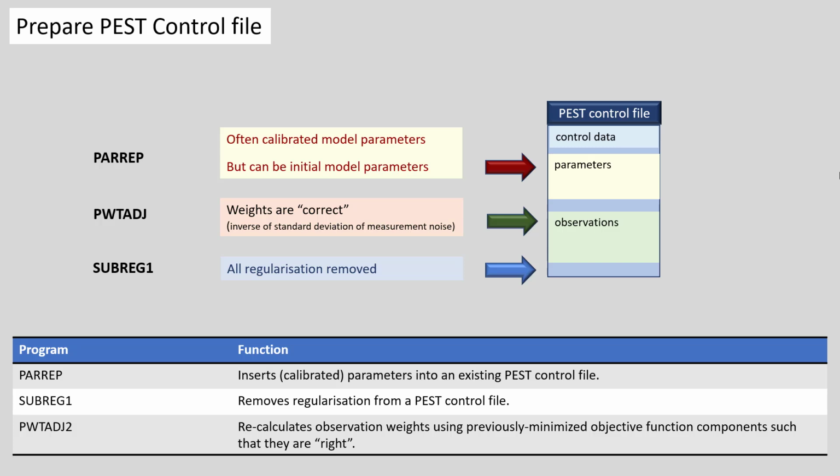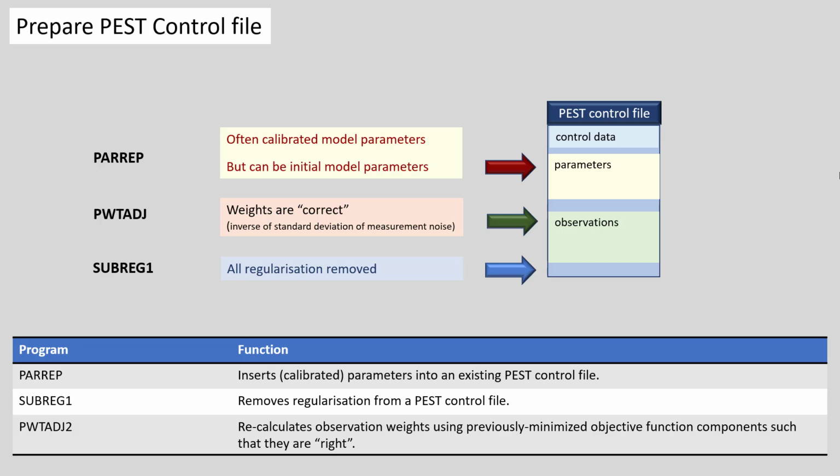Lastly, assuming that the PEST control file which was used for calibration includes regularization, it will contain a set of prior information equations and a regularization section. So to avoid confusion when undertaking linear analysis, the utility programs require that all of this prior information actually be removed.